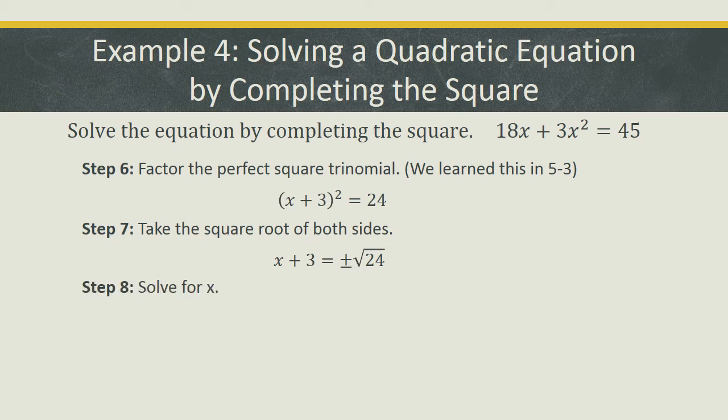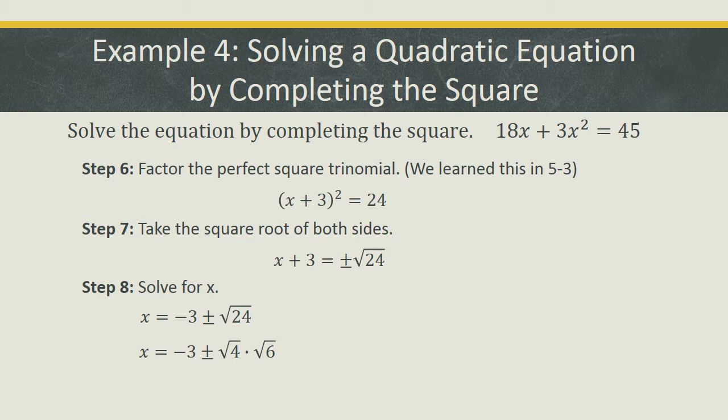Now solve for x. So you've got to get x by itself. Doing that, you subtract 3 from both sides. You have x equals negative 3 plus or minus the square root of 24. Okay, you have to be able to simplify this down. You're not done yet, because the square root of 24 is not in its simplest form.